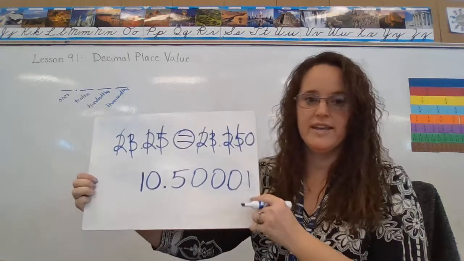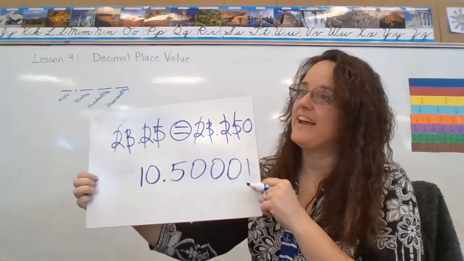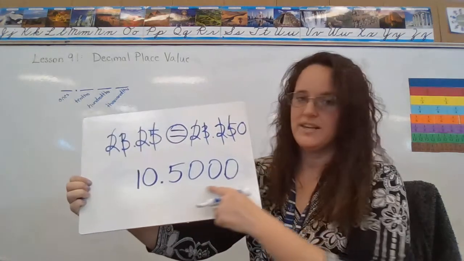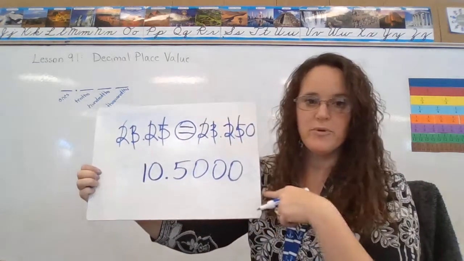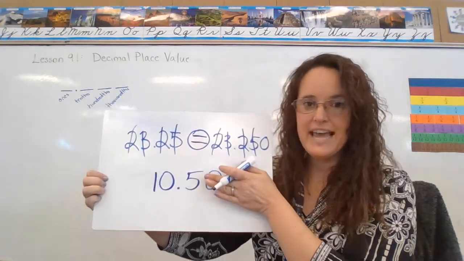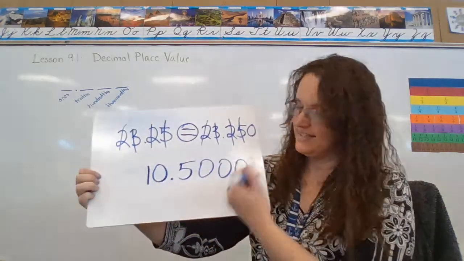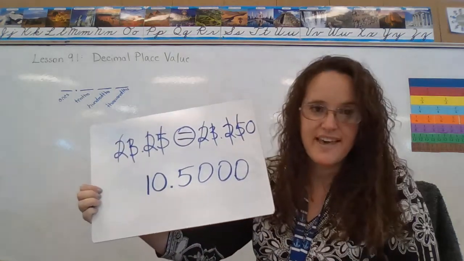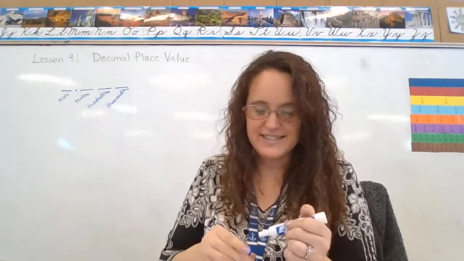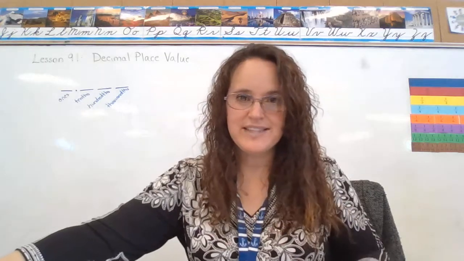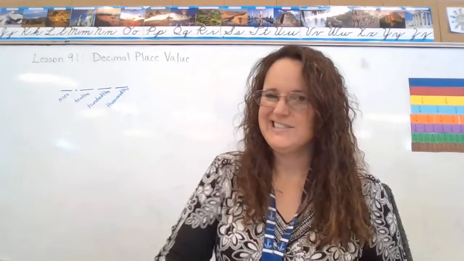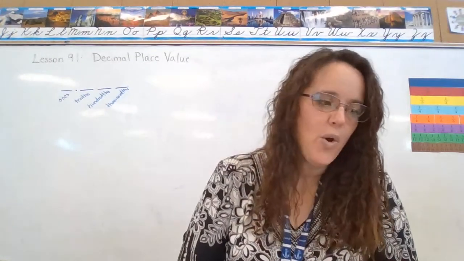As soon as I put a 1 or anything other than a 0 right there, I change the value of that number. But as long as it's zeros to the right of my decimal point, it's the same as if those zeros weren't there. 10 and 5 tenths is the same thing as 10 and 5,000 10,000ths, or as many zeros as I wanted to add. So that's the trick. If you've got zeros at the end of your number after a decimal, then you should look at that and go, it's kind of the same as if the zeros weren't there.